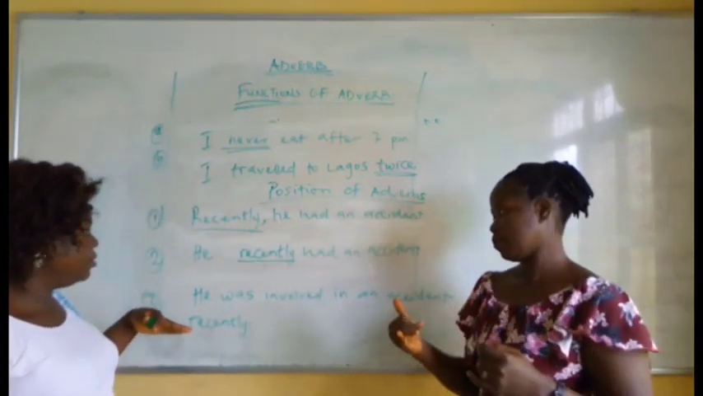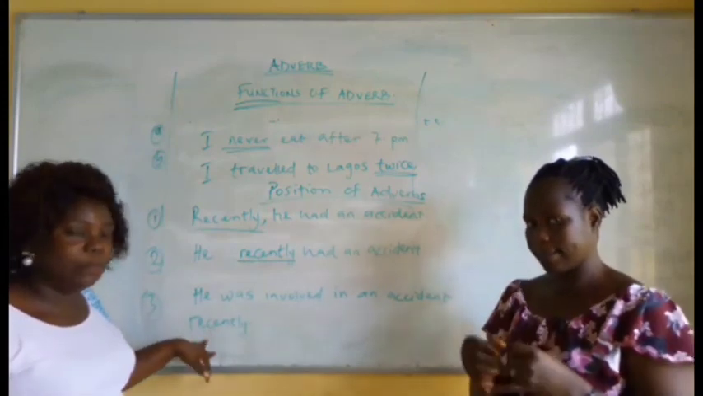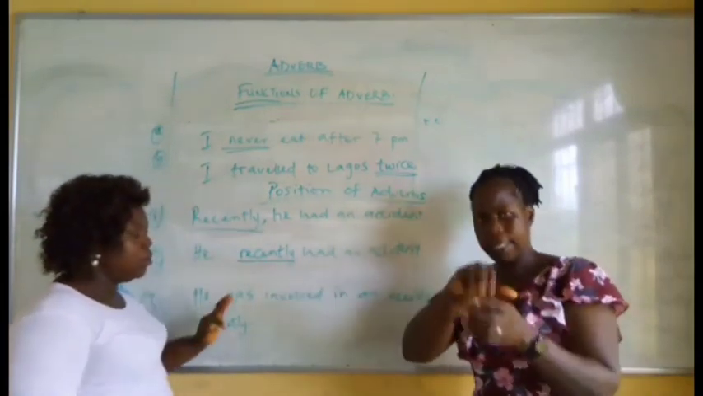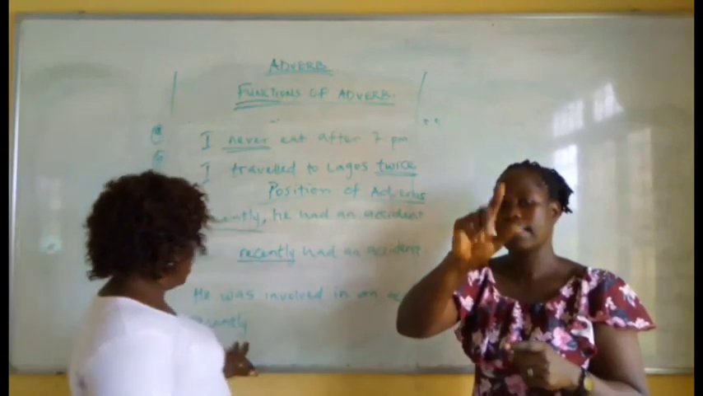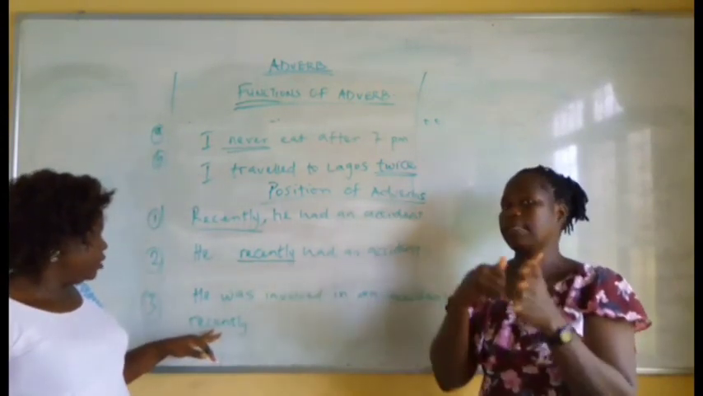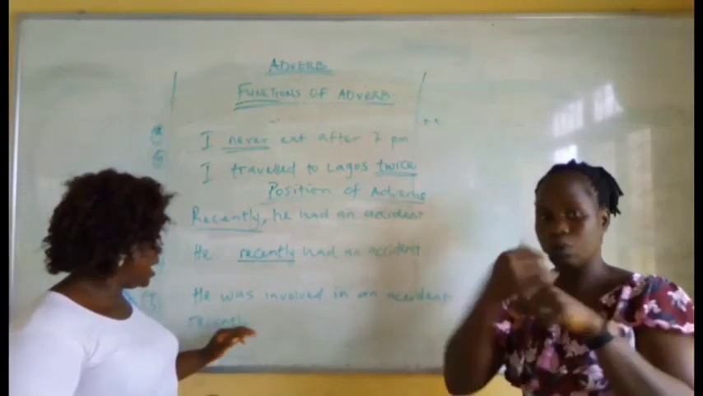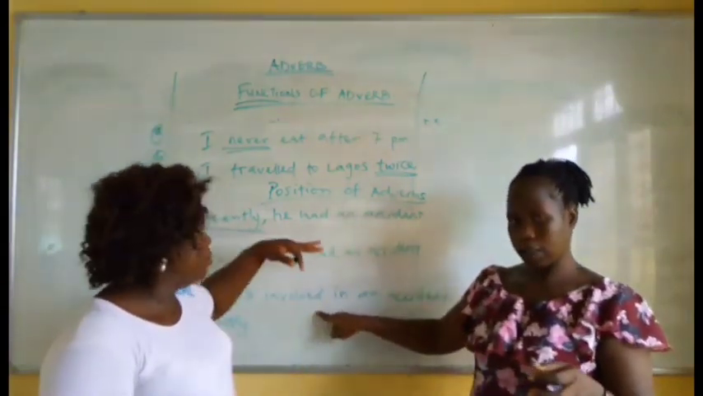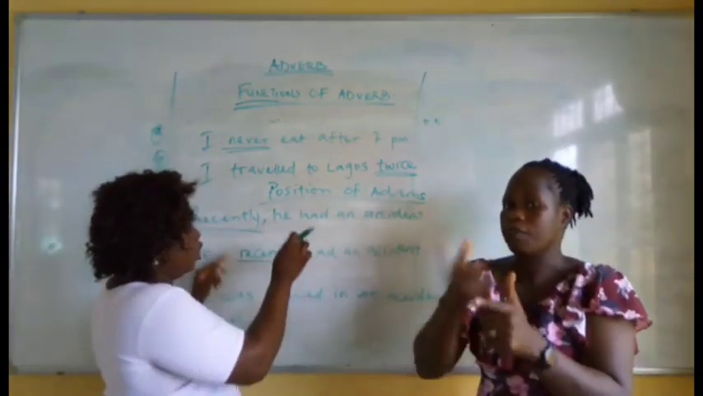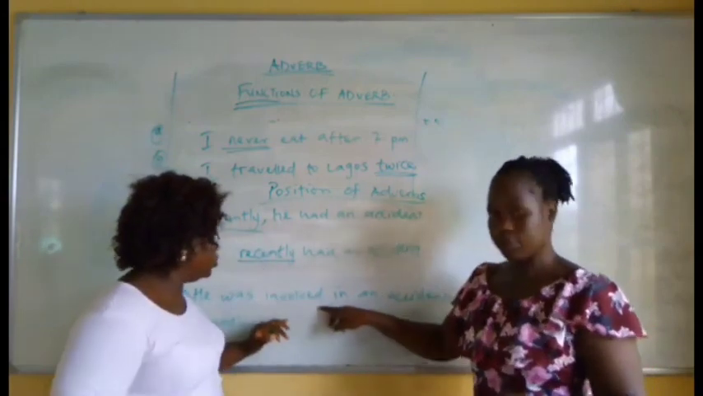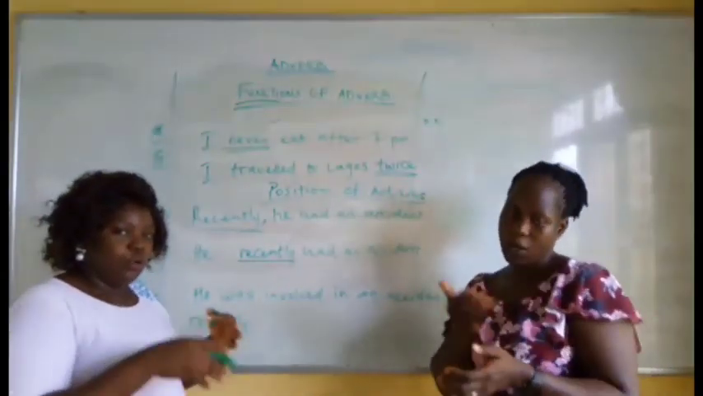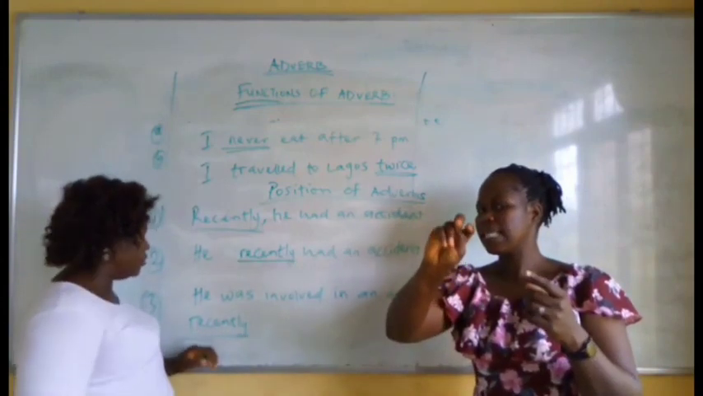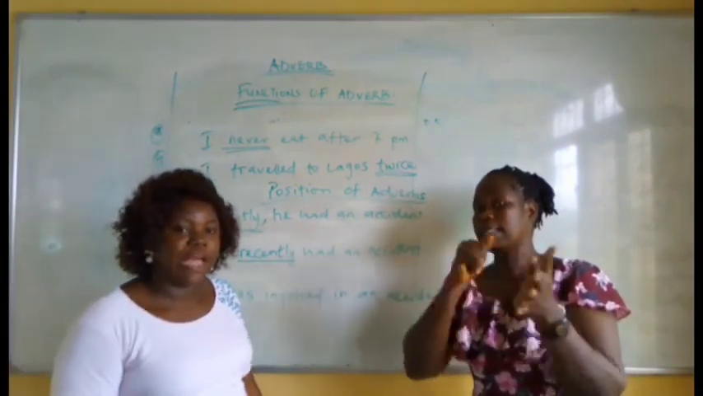Lastly, let's look at the last position, that is the end position of an adverb in a sentence. He was involved in an accident recently. If you look at the structure or the words that formed the last sentence, you see that we include involved. Then we rephrase, we restructure it. It is not the same way we structure the first or the second sentence. We have to modify it. He was involved in an accident recently. So recently is found at the end position of that sentence.